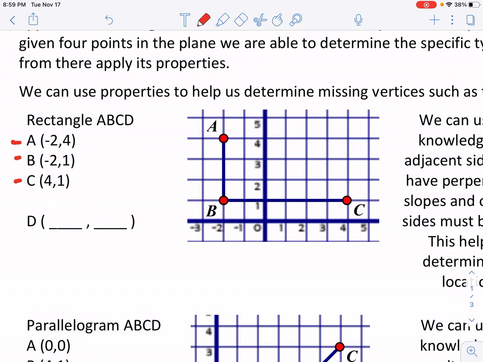In other words, our adjacent sides, for instance AB and BC, are perpendicular to one another. They form a 90-degree angle. So AB and BC over here are going to form a 90-degree angle, and we can use that to help us finish the image. For instance, I know that AB's length should be the same as our missing side to find D. So if this is 1, 2, 3 units, then this also better be 1, 2, 3 units.